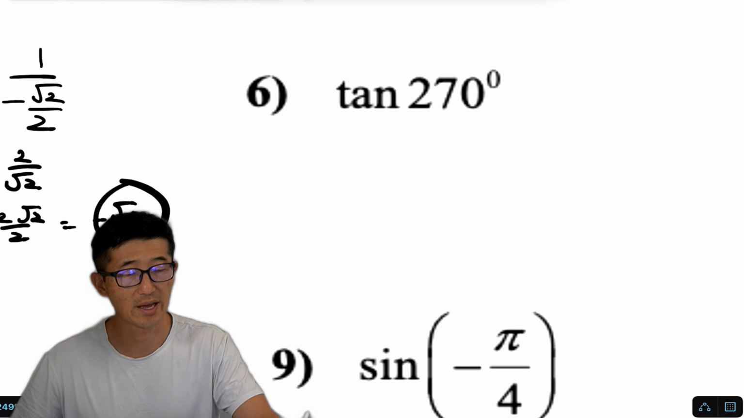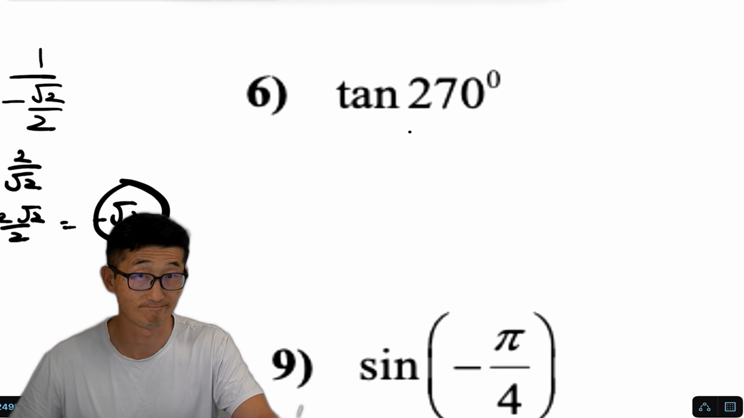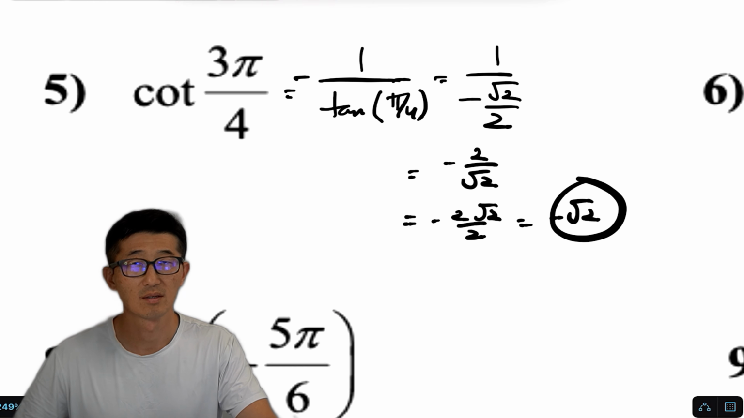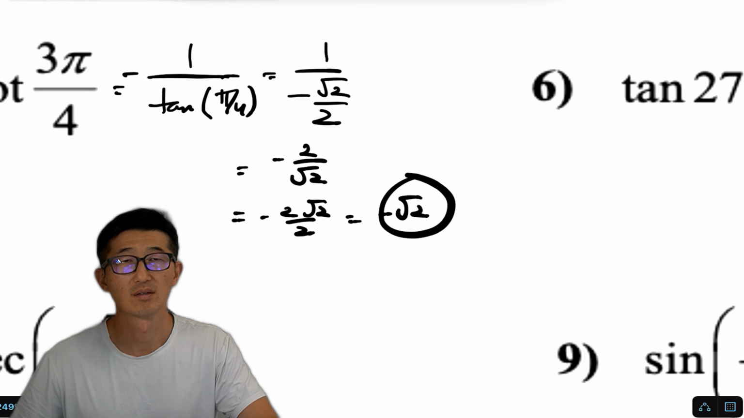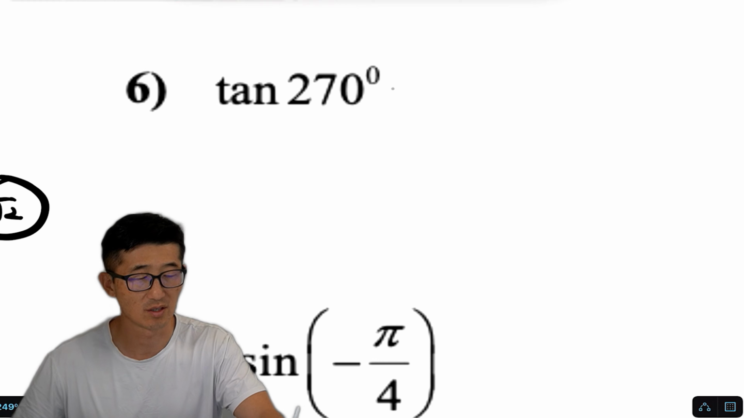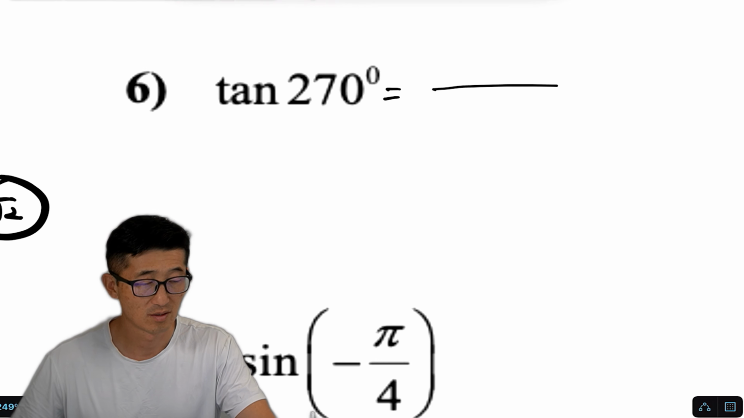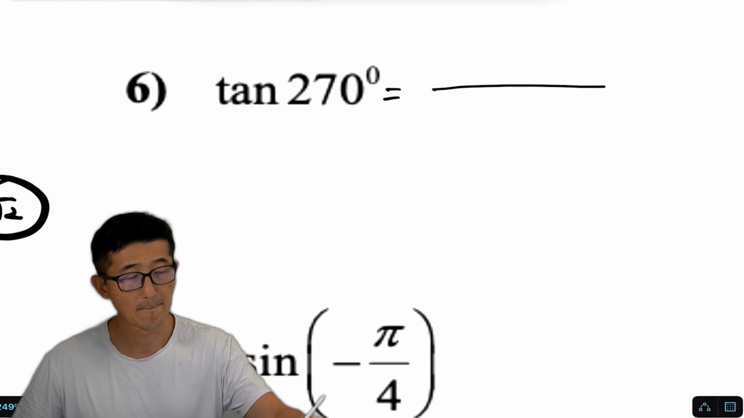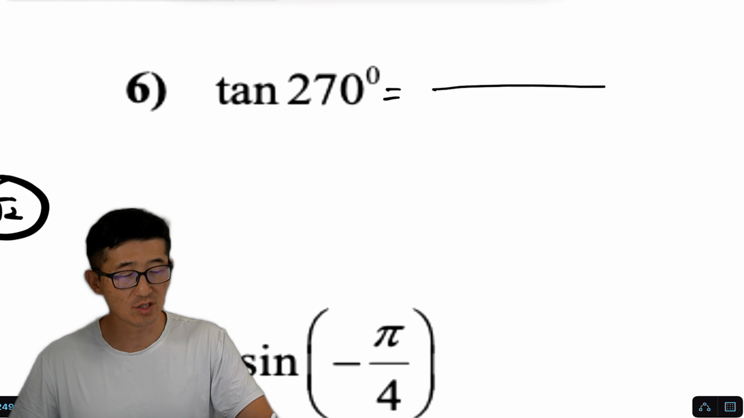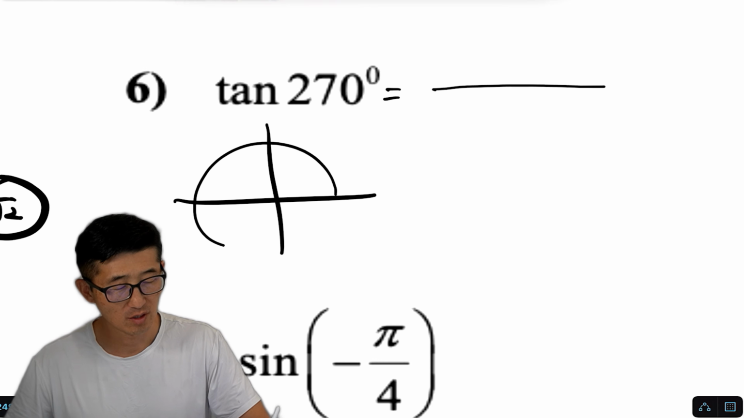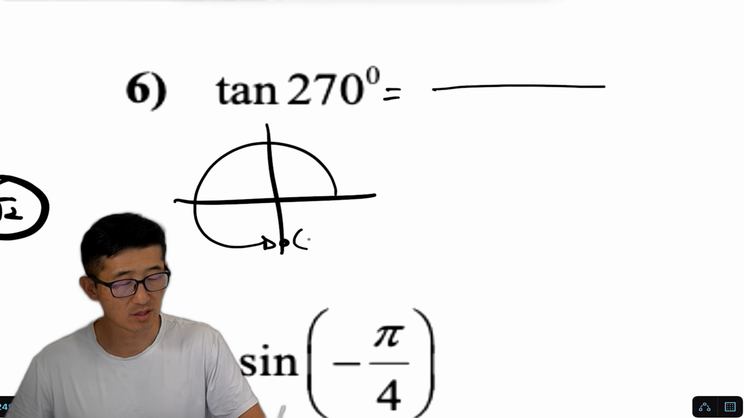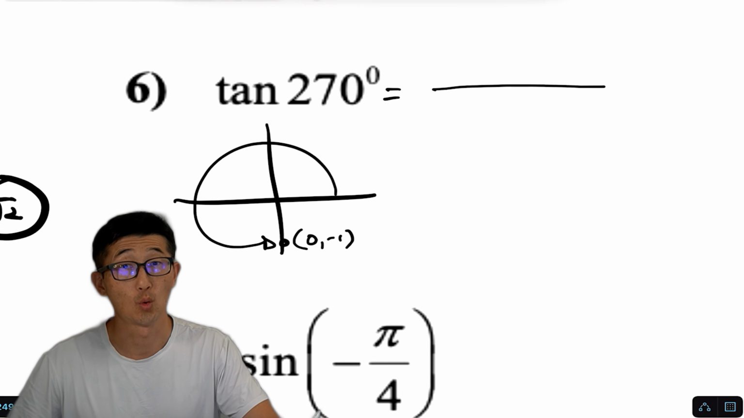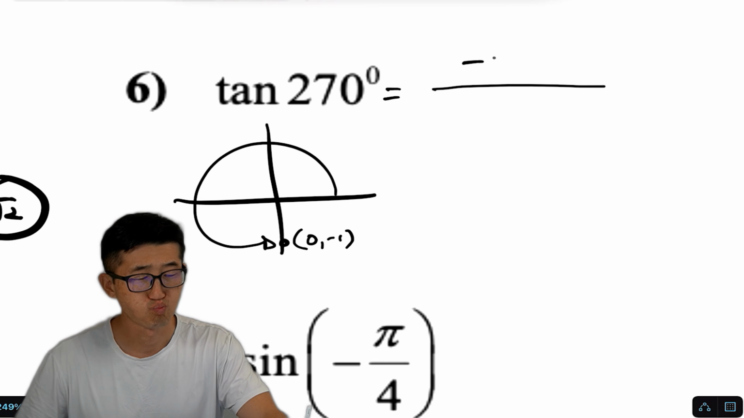Number 6. Tangent 270. Wait, which one are you on? Tangent pi over 4. Isn't tangent pi over 4 1? Right, where is 270? Isn't it -1? Right here, this is 0, -1, right? So it's -1. You said it was negative rad 2.